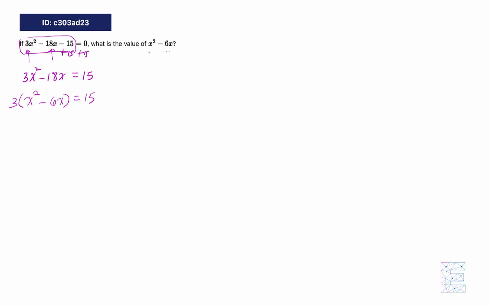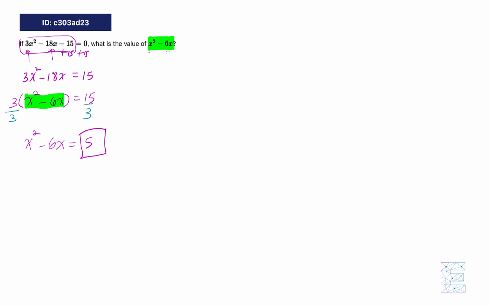Are you starting to see the similarity? Here's the x squared minus 6x, and we have it right there. We just need to get rid of the 3, and we have our answer. So to get rid of 3, divide both sides by 3. You end up having x squared minus 6x equals 5. So that's the answer we are looking for.